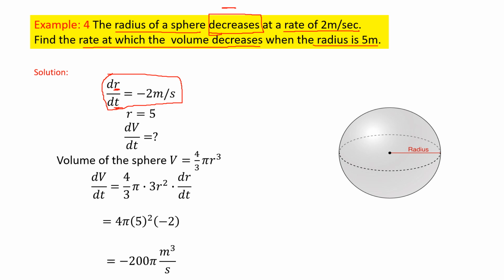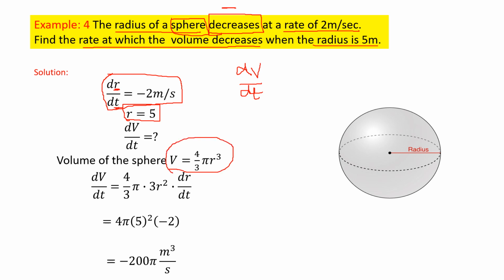From the second sentence of the given question, we know that r equal to 5. The quantity we are looking for is dv by dt. I have to calculate the dv by dt value. Since they say sphere, we have to write the volume of the sphere. Volume of the sphere is given by v equal to 4 by 3 pi r cube.